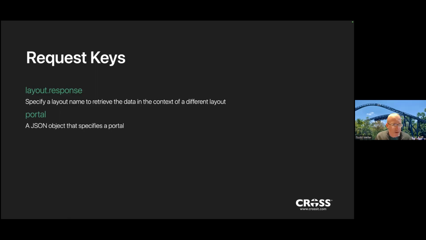The portal key is going to specify the JSON object for the portal that you want the data from. If you do not specify this and you have a portal or multiple portals on your layout, you're going to get all portals. But if you only wanted to see a specific one, you would be able to declare that here.